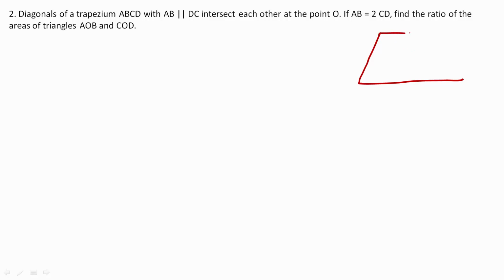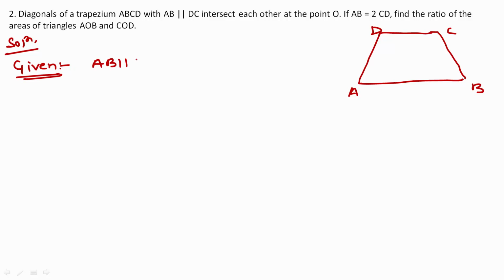this is your trapezium, ABCD. In this question it is given that AB is parallel to CD and the diagonals of this trapezium intersect each other at the point O. So we need to find the ratio of the areas of triangles AOB and COD.